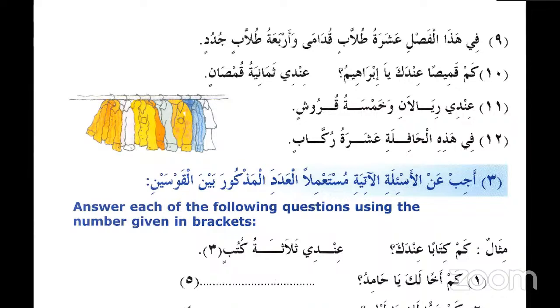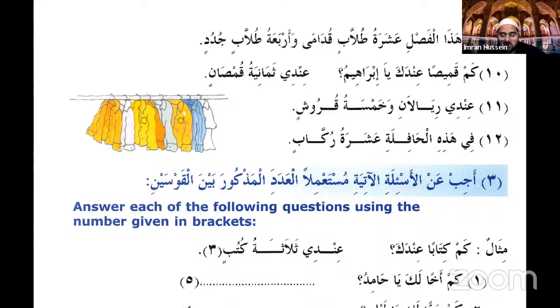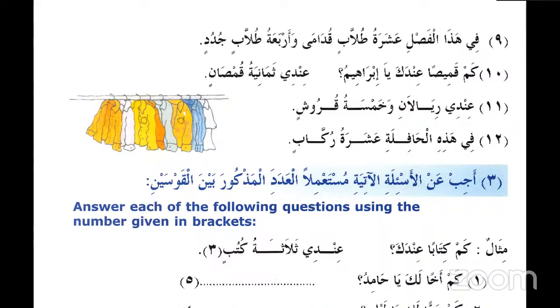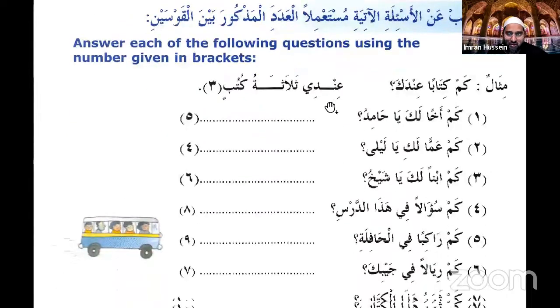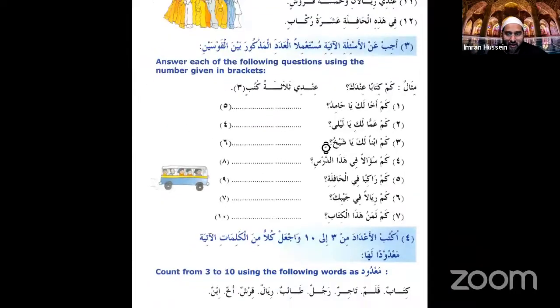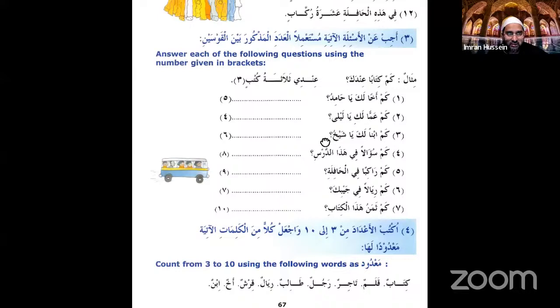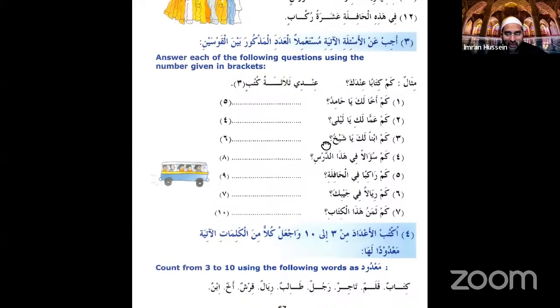في هذه الحافلة 10 ركاب. So في هذه الحافلة. In this bus 10 passengers. Passengers. Rakibun, rukabun, plural. Okay. Excellent. Right. Next exercise. I'm going to ask everyone to do 3 each.